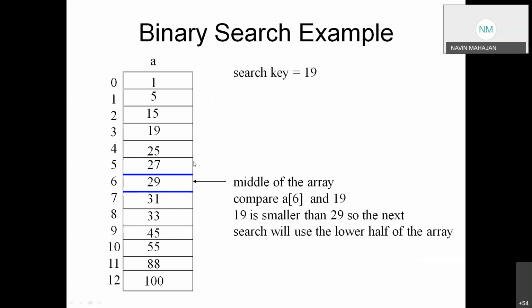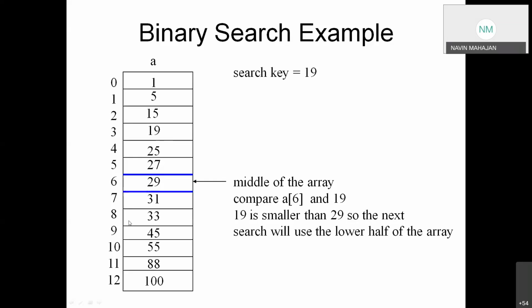Suppose we take this example. How many numbers are there in this? You can see that the array starts with 0 and the last index is 12. That means I have 13 elements here: 1, 2, 3, 4, 5, 6, 7, 8, 9. These are some random numbers. They are not sequential, but they are in sorted order. You can see that these are in ascending order: 1, 5, 15, 15, then 19 is greater than 15, 25 is greater than 19, and so on.